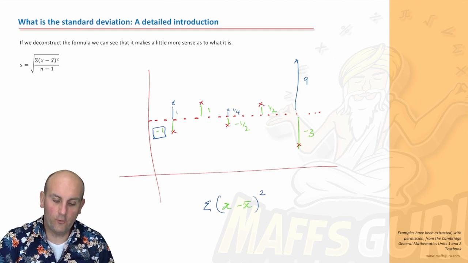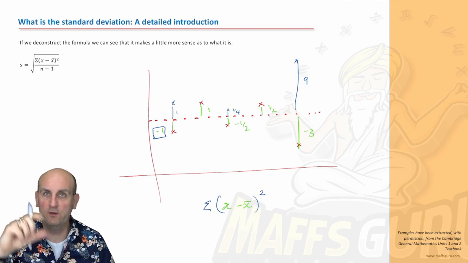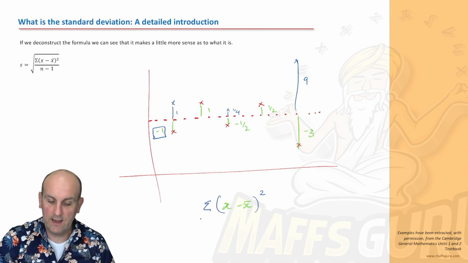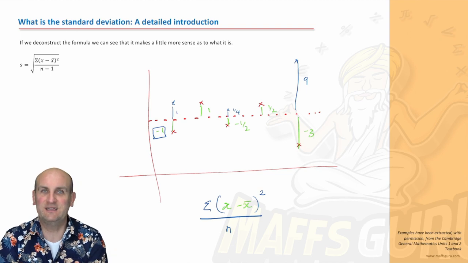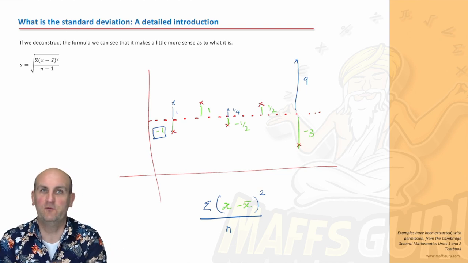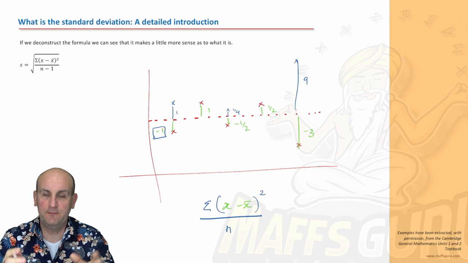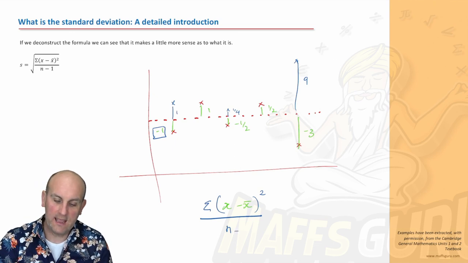So we found all of the distances. That's what that sum is. We're now going to divide it by the number of distances. Well, hold on. Do you see what I'm saying here? We've got the average distance now. We've added all the distances and we're dividing by, well, not n. We're doing n minus 1.